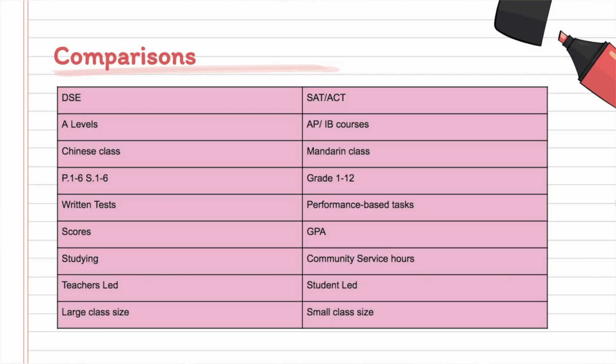That is what I'm here to talk about today. Not the different notebook cover designs, but rather the differences between the Hong Kong local and international school systems. DSEs or SATs, A-levels or APs and IBs, teacher-led or student-led. We hear these terms thrown around a lot, but what do they actually show about these systems?